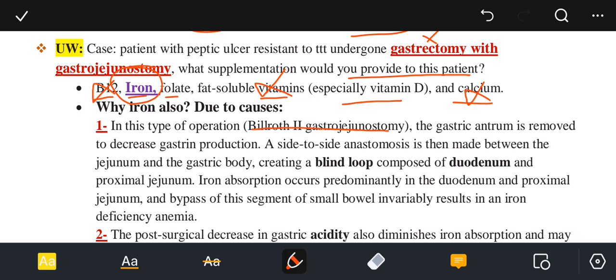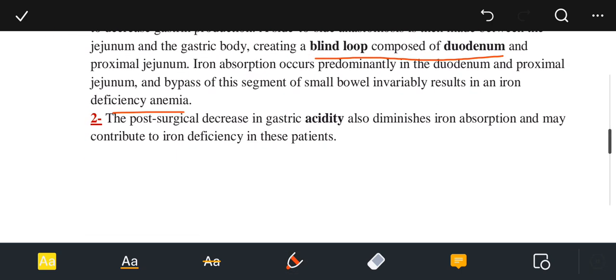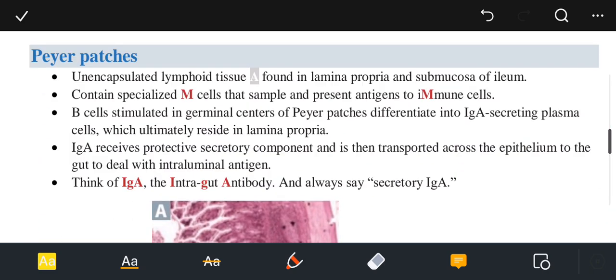A side-to-side anastomosis is then made between the jejunum and the gastric body, creating a blind loop composed of duodenum and the proximal jejunum. Iron absorption occurs predominantly in the duodenum and the proximal jejunum, and bypass of this segment of the small bowel invariably results in iron deficiency anemia. Secondly, post-surgical decrease in the gastric acidity also diminishes the iron absorption and may contribute to the iron deficiency in these patients.